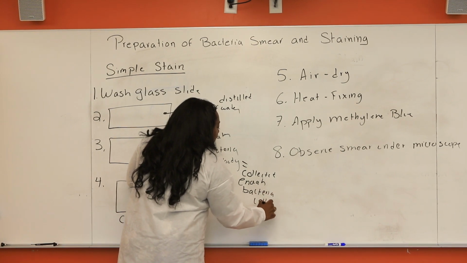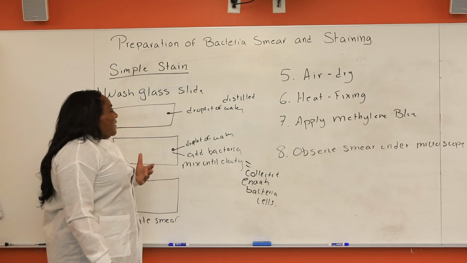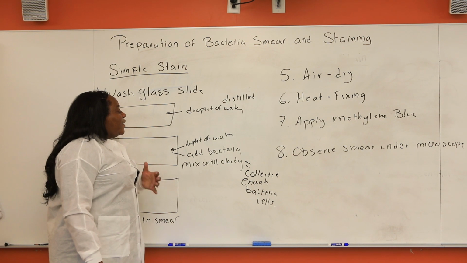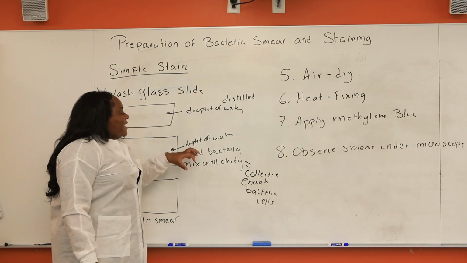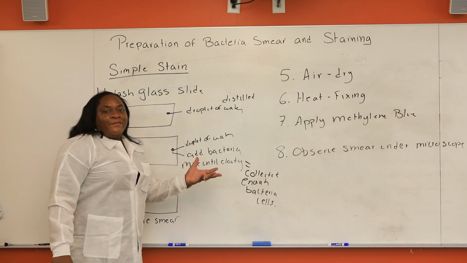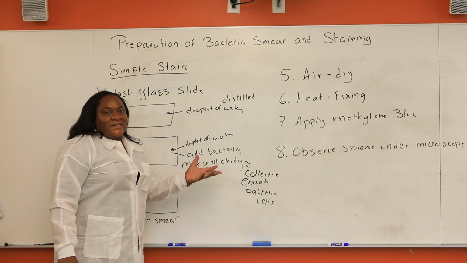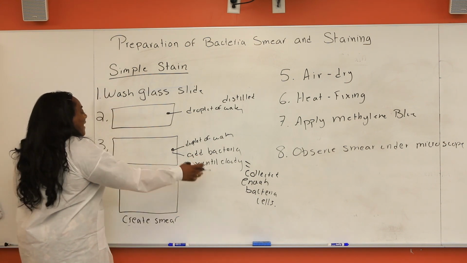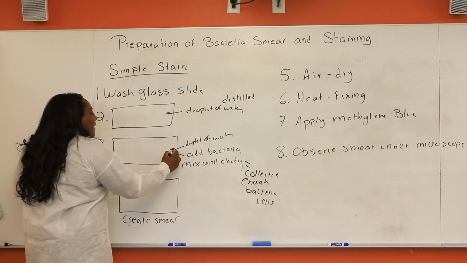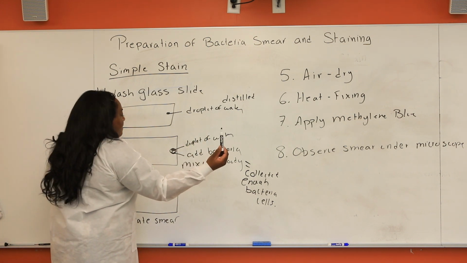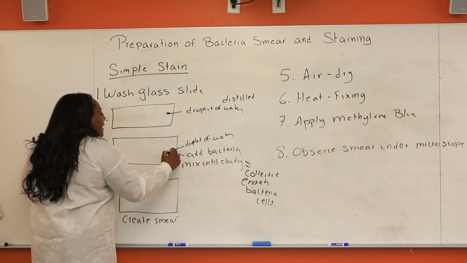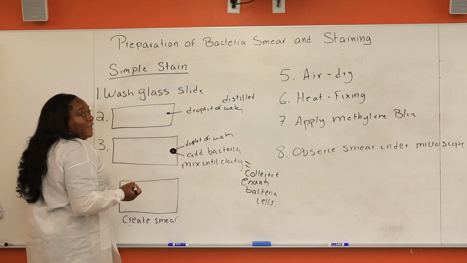So let's say after a few mixes or after a few seconds, you notice your mixture is not becoming cloudy, then you're going to have to go and transfer in more bacteria. Okay? So again, I'm mixing until it becomes cloudy. So I say that this marker is my inoculation loop. I'm going to mix this until it becomes cloudy.